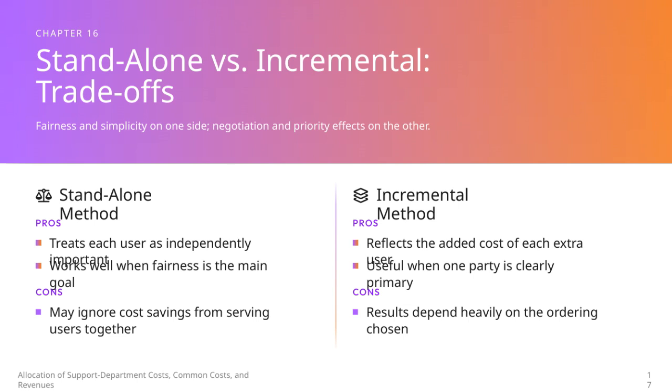On the other hand, the incremental method focuses on the added cost of serving each additional user. This method is particularly useful when one party clearly plays a primary role, as it allows you to account for that priority in cost allocation. But it's important to be careful here because the results can vary significantly depending on the order in which users are considered, which introduces some negotiation and priority effects. Ultimately, this choice comes down to whether you value fairness and simplicity more, or if you need to reflect priorities and incremental costs explicitly, even if it means more complexity and potential negotiation.